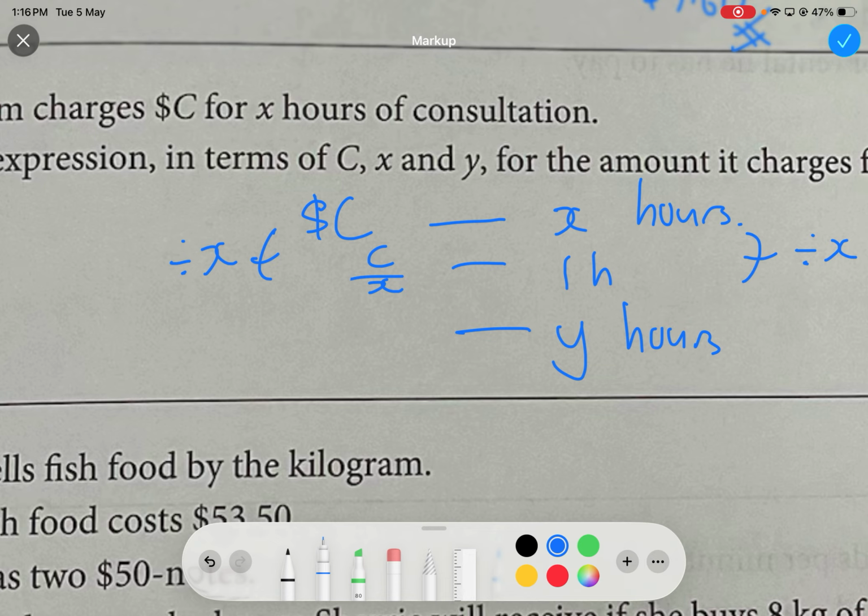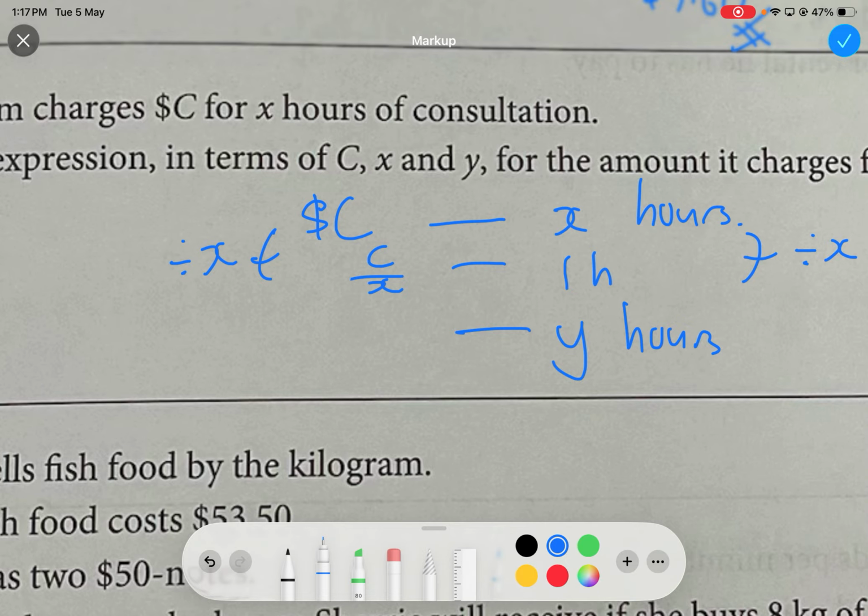It is no different from 2 hours, $100. 1 hour will be 100 divided by 2. So x hours, C dollars. If I divide both sides by x, I can find 1 hour. x divided by x is 1. C divided by x. So 1 hour is C divided by x dollars.